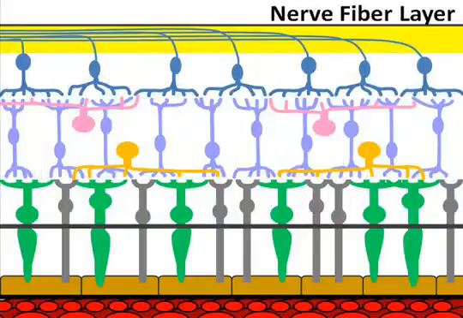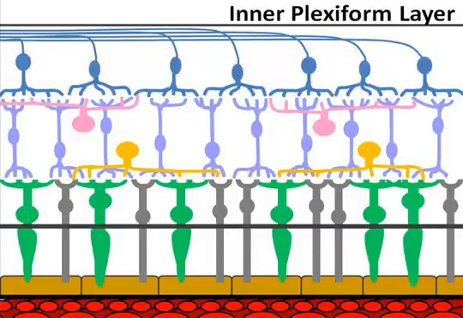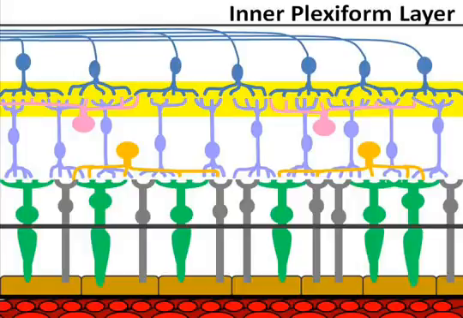The nerve fiber layer is next, containing the axons of the ganglion cells. The cell bodies of the ganglion cells are in what's called the ganglion cell layer. The layers of the retinal nerve cells are connected to one another in the plexiform layers. This is the inner plexiform layer, inner because it is the plexiform layer closest to the center of the eye.